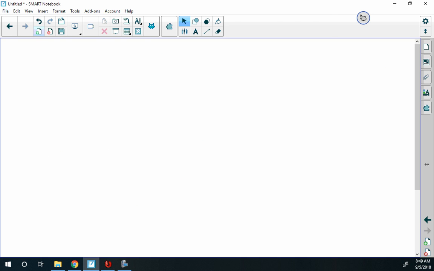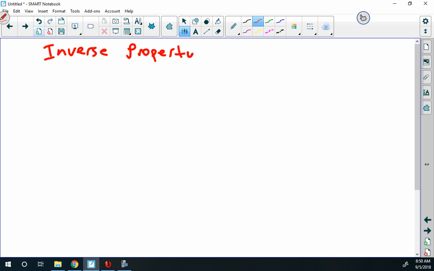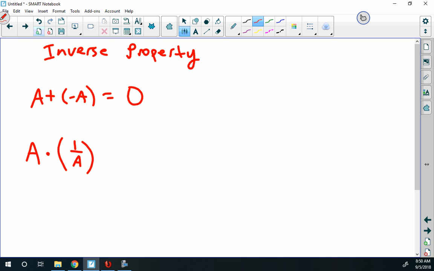There's one more property that I neglected to mention in my one class. It's called the inverse property. And it's related, it's cousins with the identity property. The inverse property says if you add the opposite of A to A, you get the additive identity. It also says if you multiply A by some weird number like this, you get the multiplicative identity. So the opposite of A is A's additive inverse. 1 over A is A's multiplicative inverse. So these are the inverse properties.